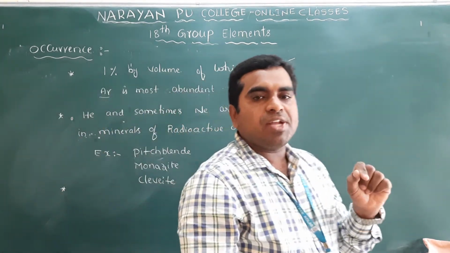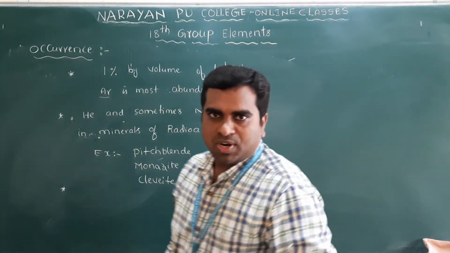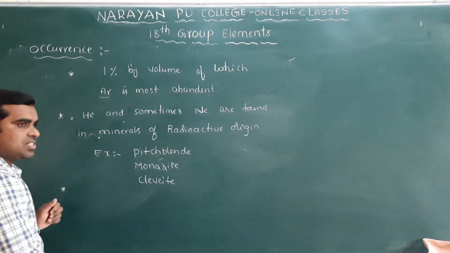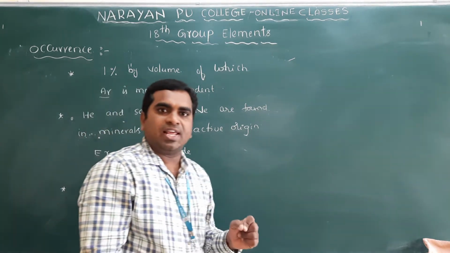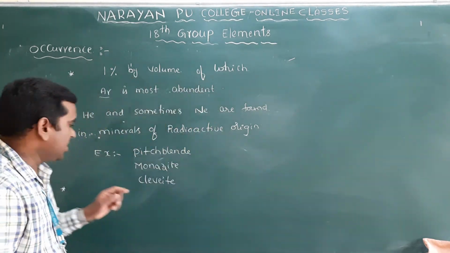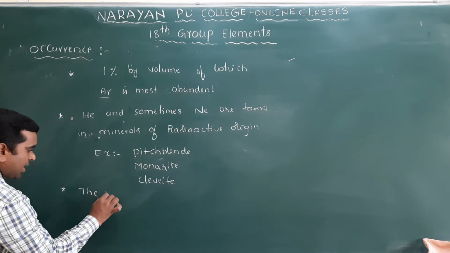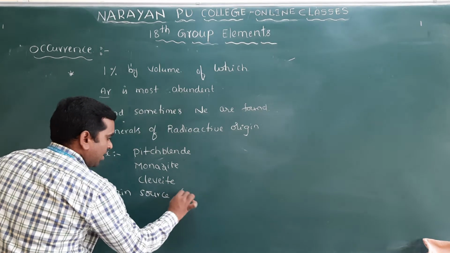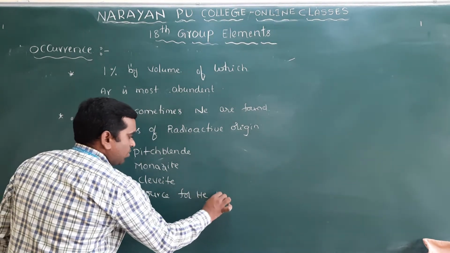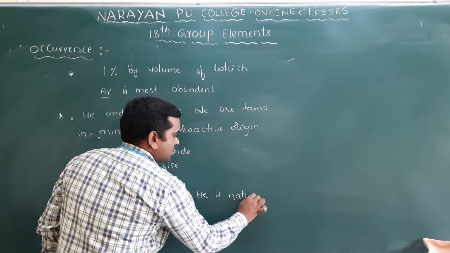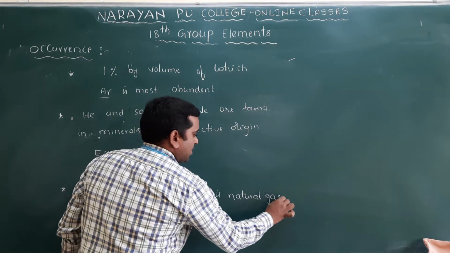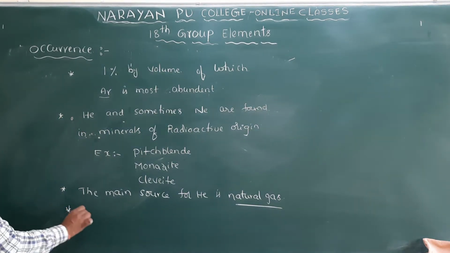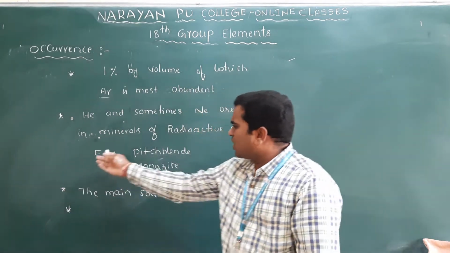The main source for helium is natural gas. This is also a question they asked one time in the PU examination. So what is the main source for helium? Natural gas. Write that one also. The main commercial source for helium is natural gas. The natural gas is the main source for which one, my dear? Helium.